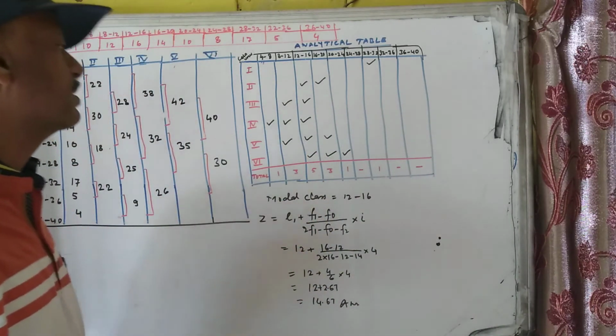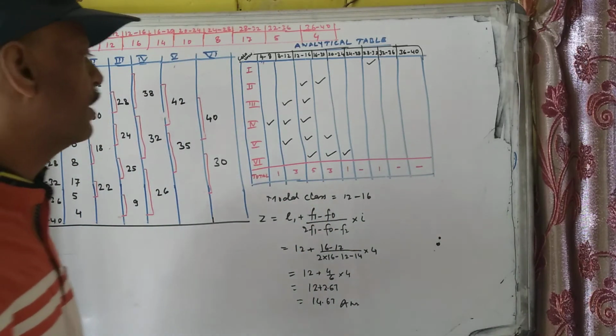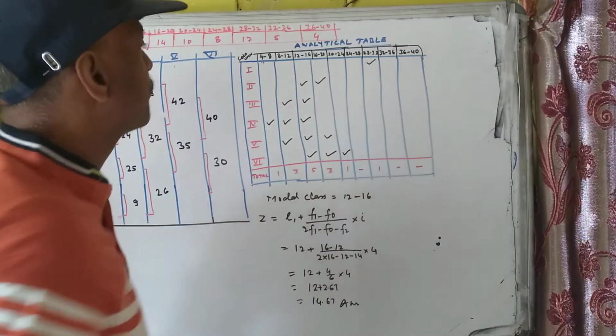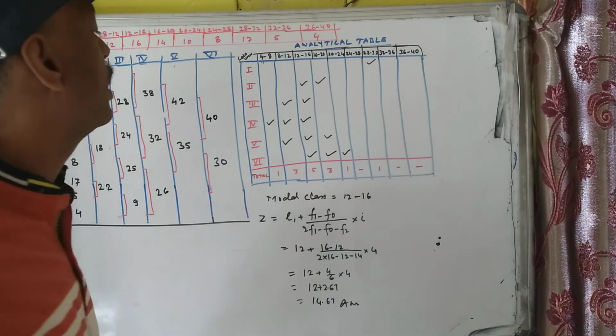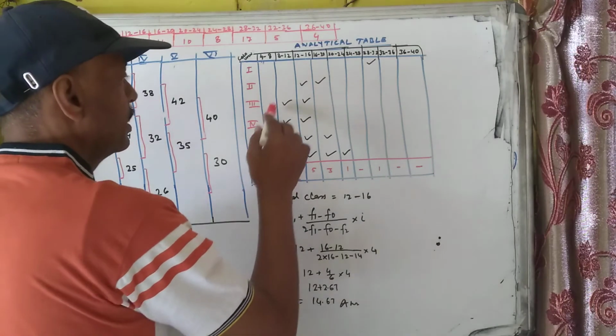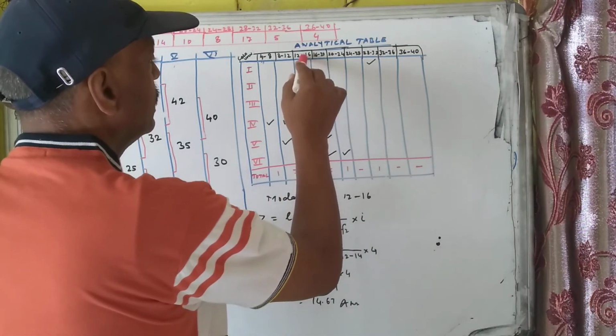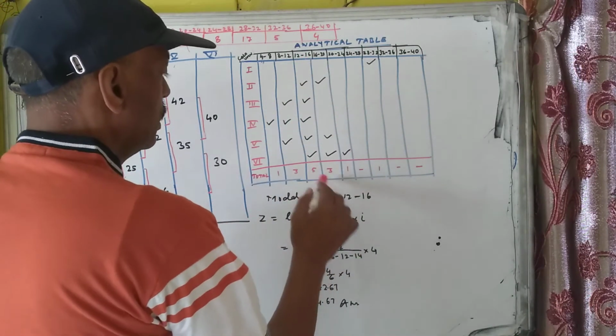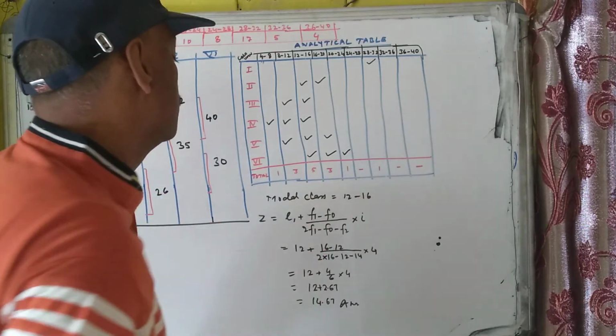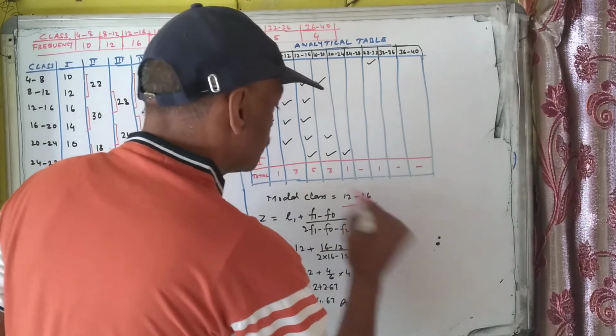After doing this, our next work is to find in which class the maximum tick marks are. Just see that the maximum tick marks are in the class 12-16. 5 ticks are there. So our modal class will be 12-16.